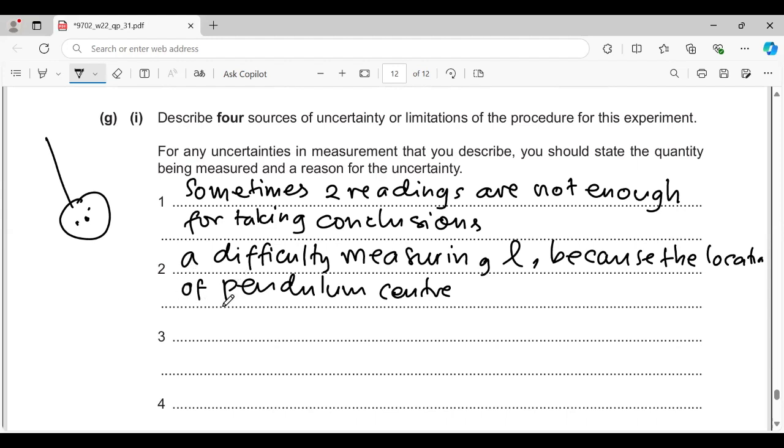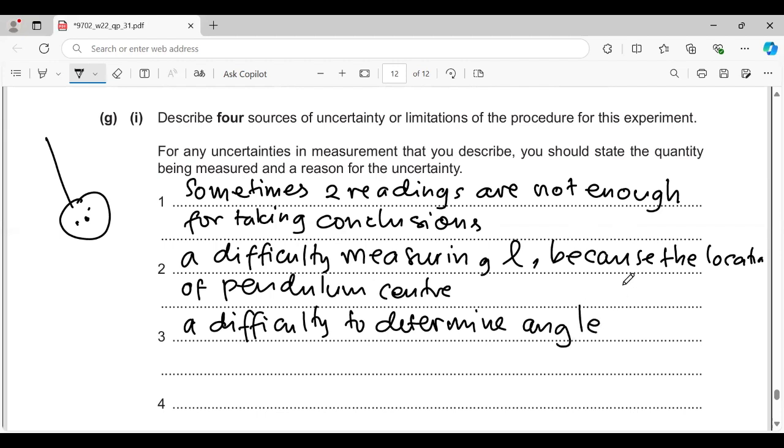And the third is of course a difficulty to determine the angle. Okay, angle. Yes, because of the protector, because of the type of protector. Okay, number four. What else?